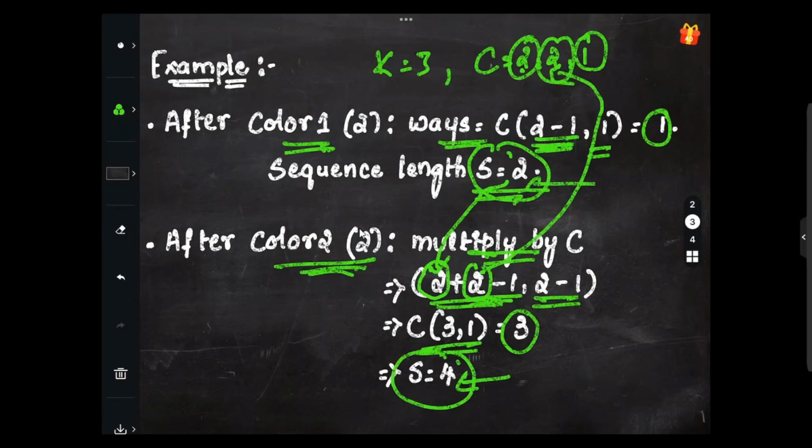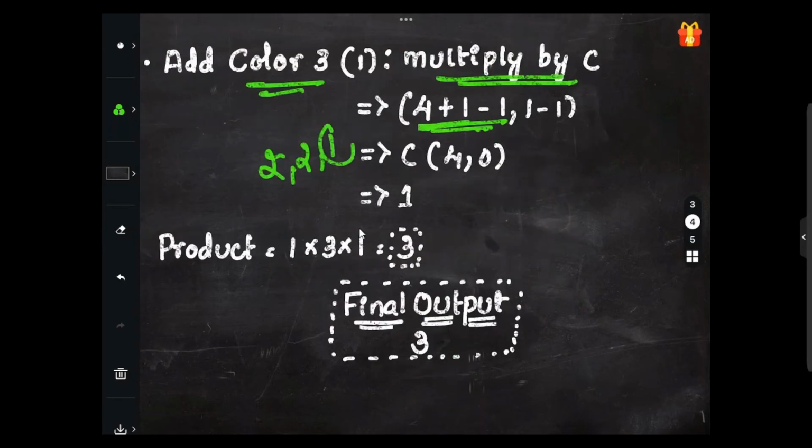Sequence will be 2 as we are starting from 0. So here this 2 came from this sequence. Previous sequence was s, nothing but 2. So we are considering 2 plus 2 minus 1, 2 minus 1. So here we'll get 3 comma 1. So we'll be considering C of 3 comma 1, which is nothing but 3, and sequence is nothing but 4, as it starts from the 0.